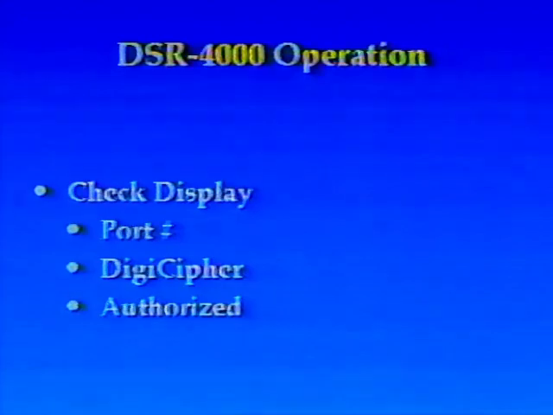You can check your display before you do that. What you should see is a green valid port number, in this case port 1. You should see a green LED by the Digicipher button that indicates it is seeing a Digicipher signal, and then the most important one is the word authorized. You have the LED by authorized, which means we see it, we're talking to it, and it knows it, so it's ready to rock and roll.